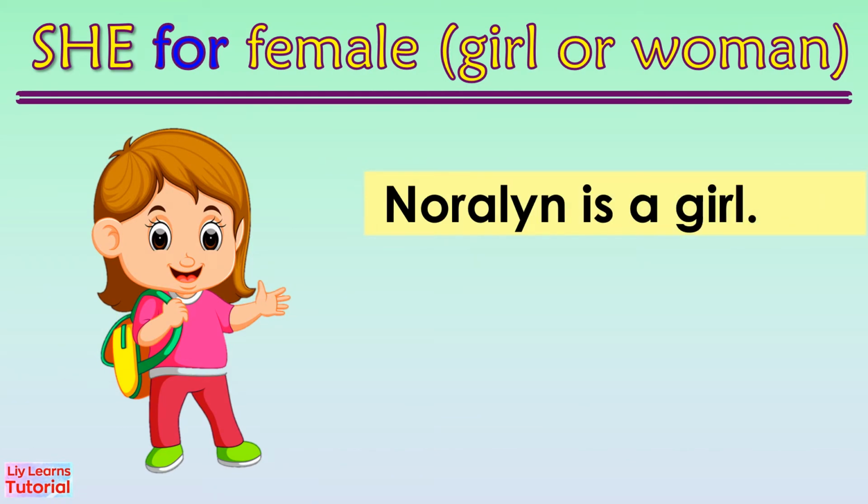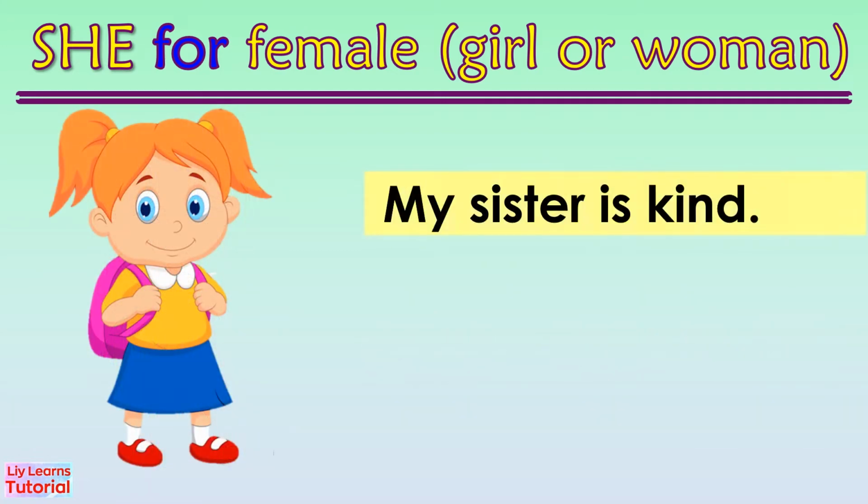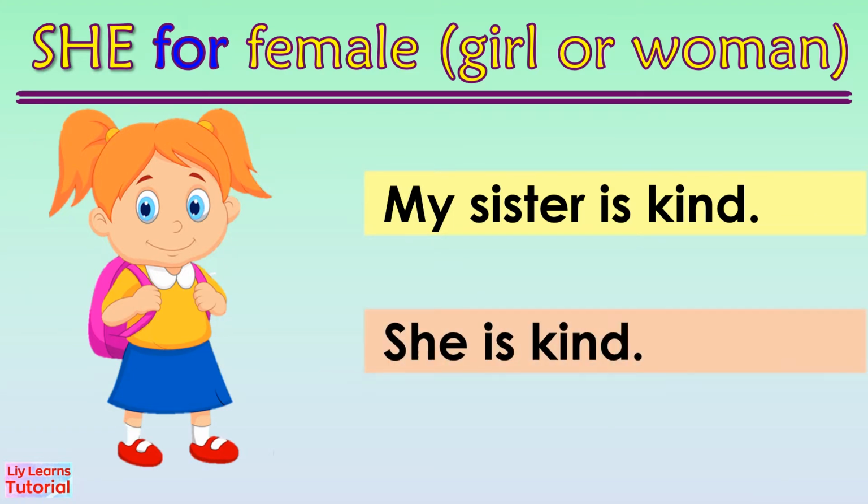Noralyn is a girl. She is a girl. We use she in the place of Noralyn because it's a name of a girl. My sister is kind. She is kind. We use she in the place of sister since it refers to a female.